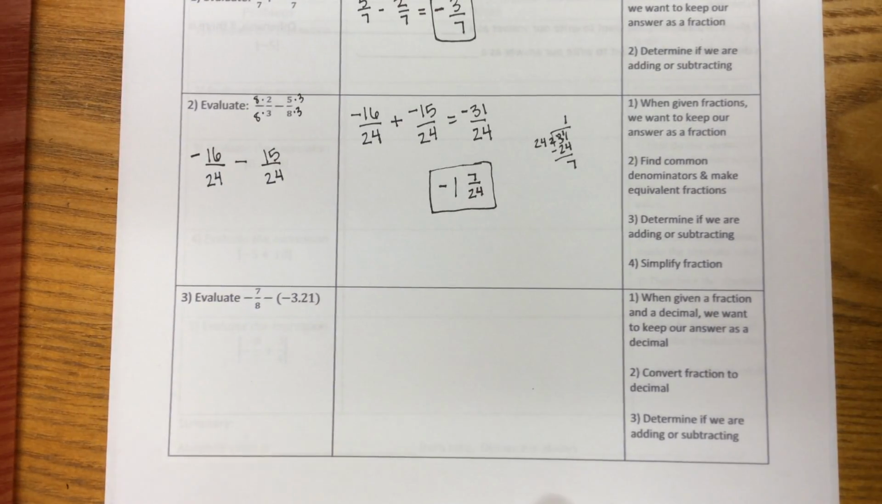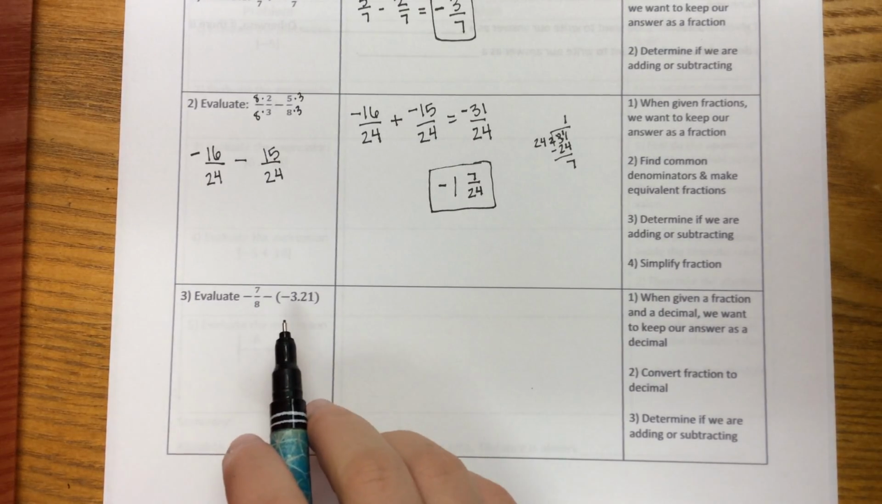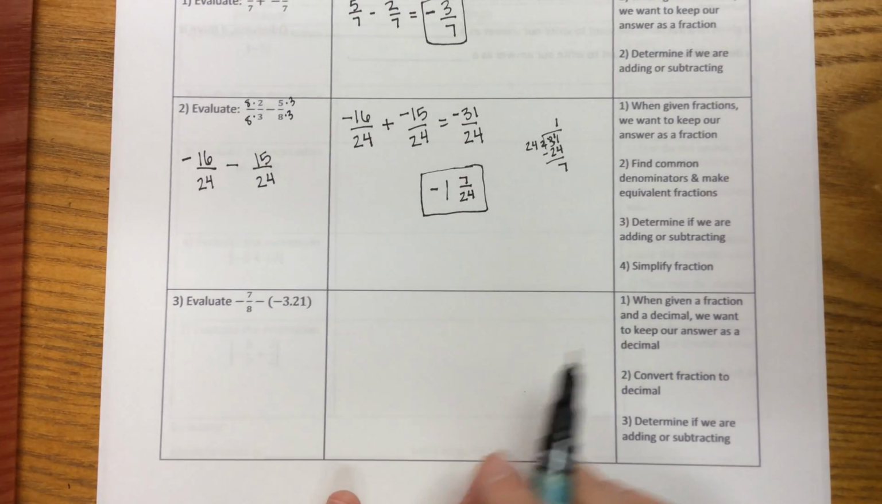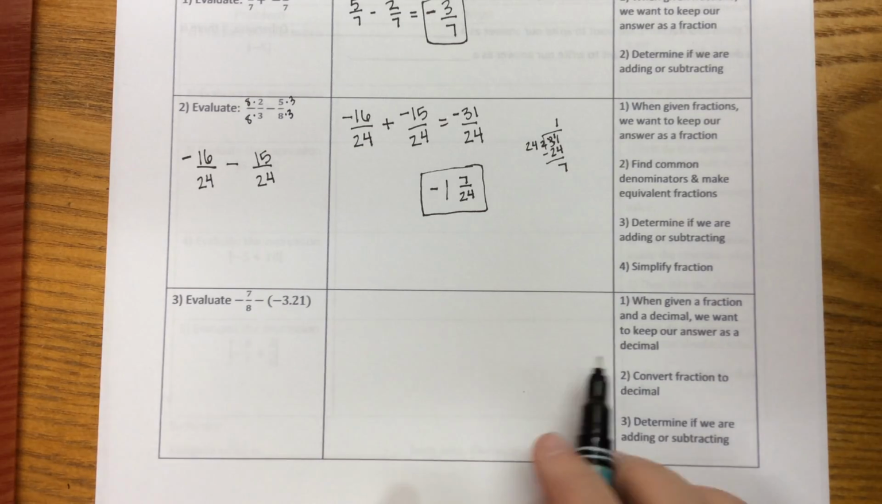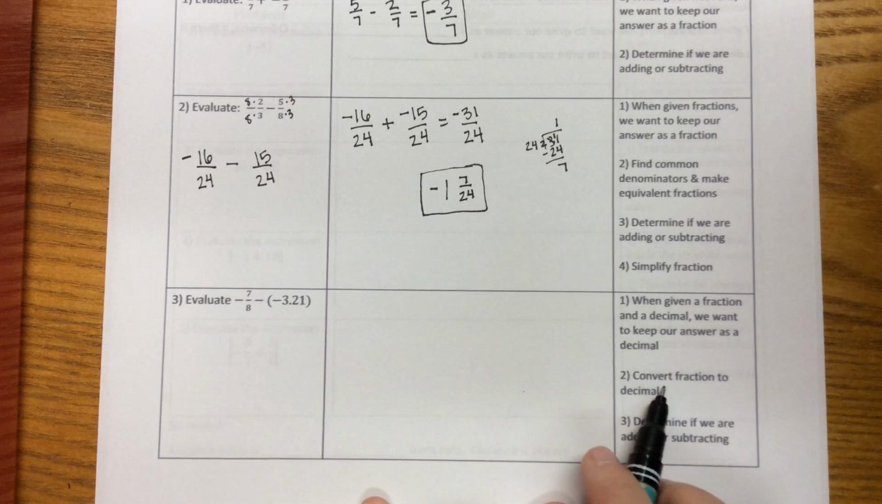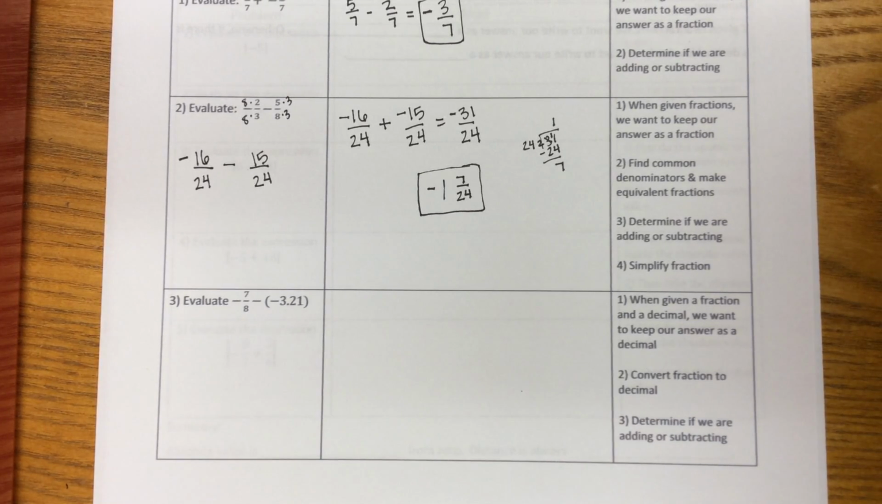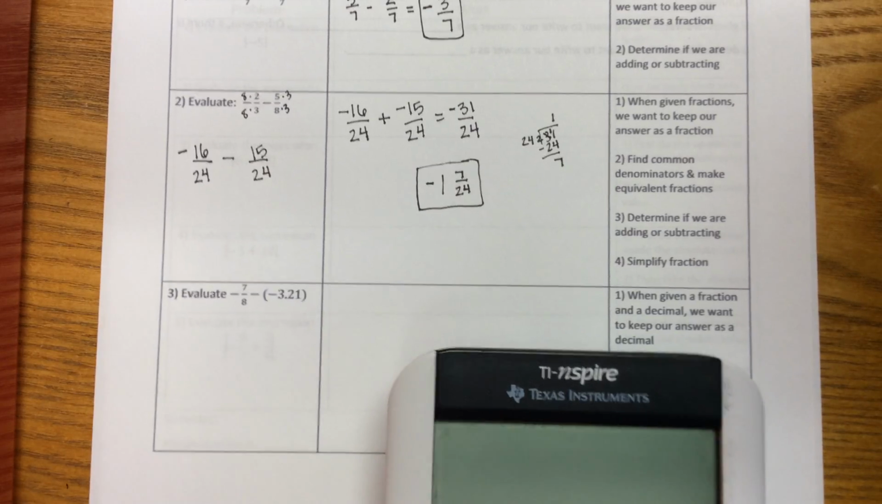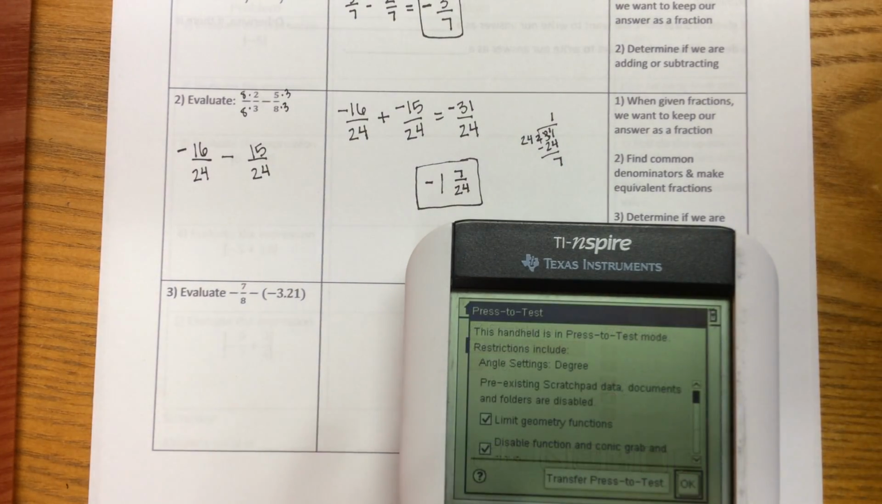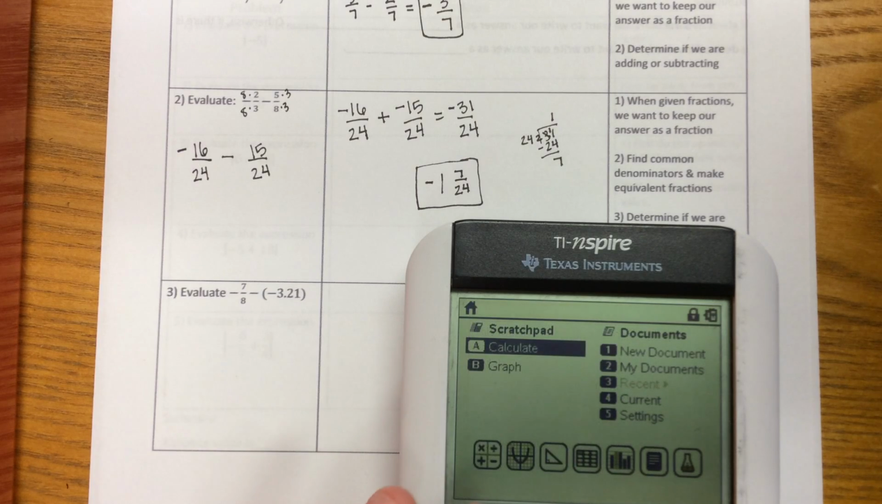Okay, example 3, we're going to evaluate negative 7/8 minus negative 3 and 21 hundredths. So when given a fraction and a decimal, we want to keep our answer as a decimal. So we're going to convert that fraction into a decimal. To do that, we're going to use our calculator. So I'm going to go to calculate. Whoops, hit escape to get out of that.